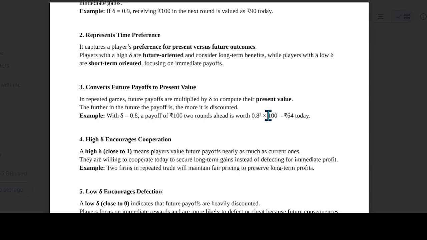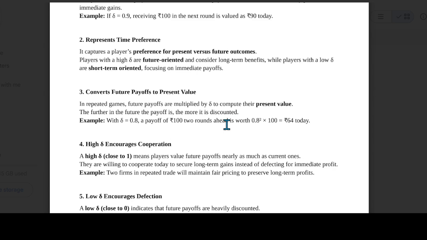Putting that in technical terms, in repeated games future payoffs are multiplied by their discount factors to compute their present value. The further the future payoff is, the more it is discounted.